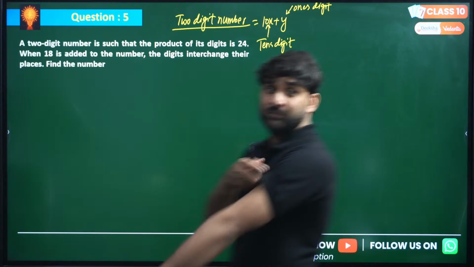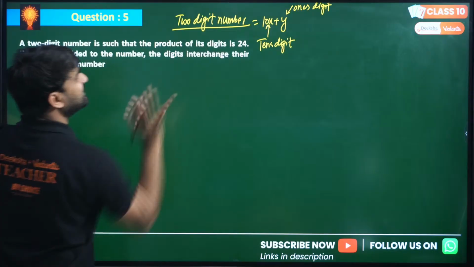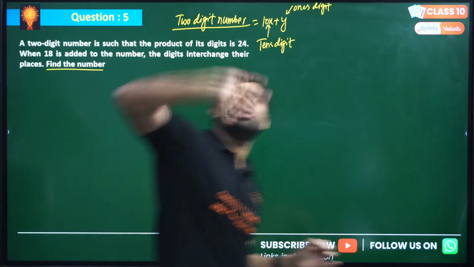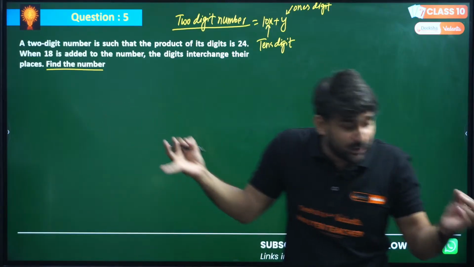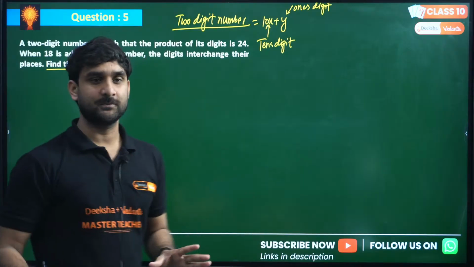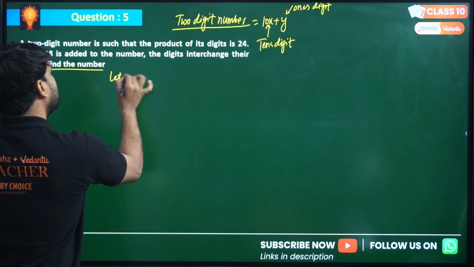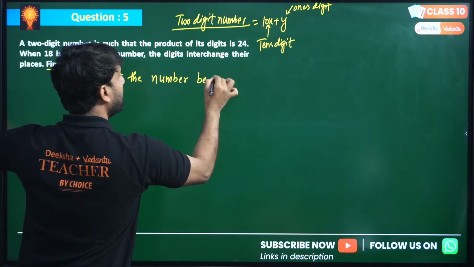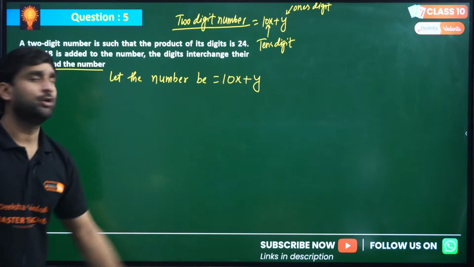So the question is, a 2-digit number is such that the product of its digits is 24. Very good. Find the number. First go to the last statement. The last line is find the number. We don't know the number, so let that number be first. And we are talking about a 2-digit number, so let the number be 10x plus y.